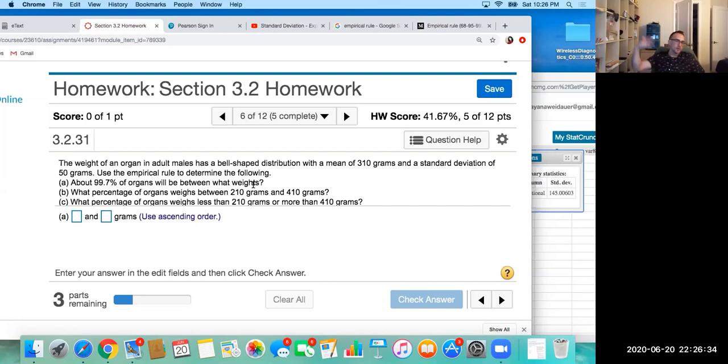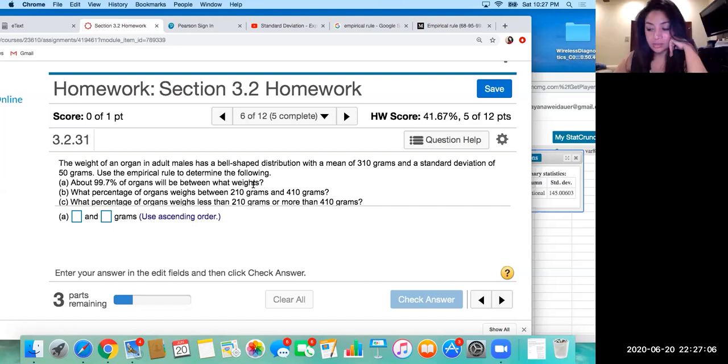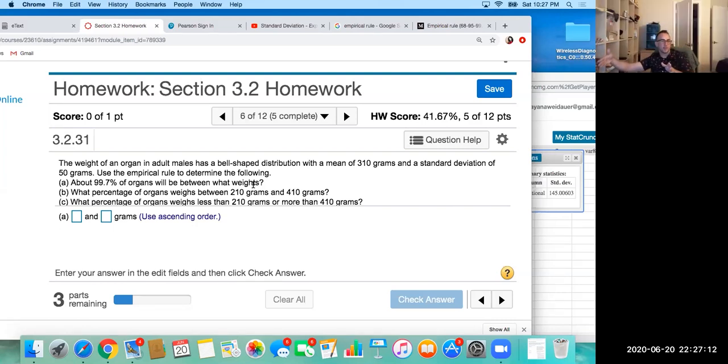So then I add 150 to 310, which is 460. So now I know that the upper limit is 460. And I also subtract 150 from 310, which is 160. So 160 to 460. And then 310 is the mean. Notice how 310 is in the middle, and I add 150 to 310, and I subtract 150 from 310.